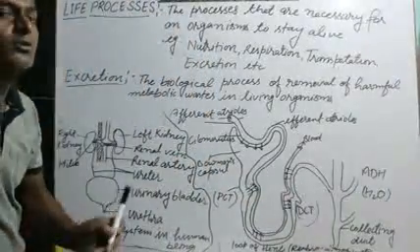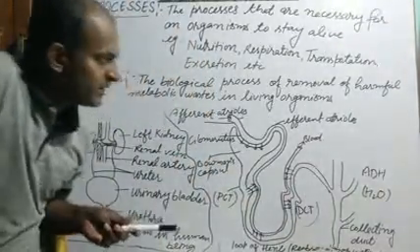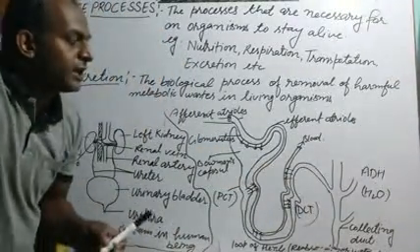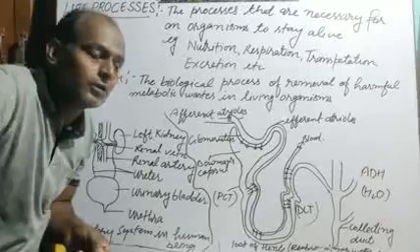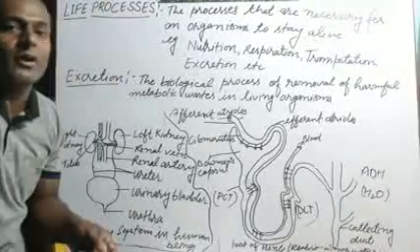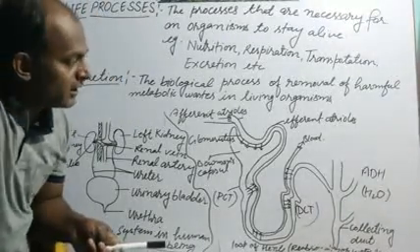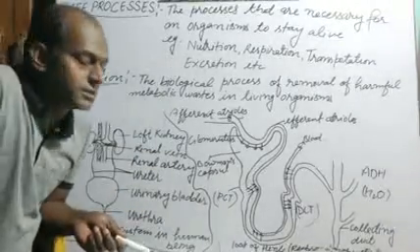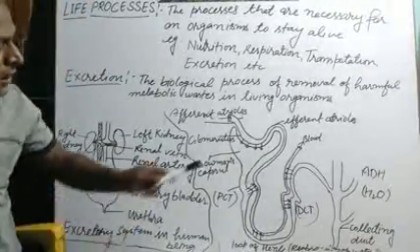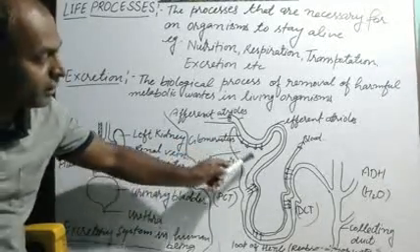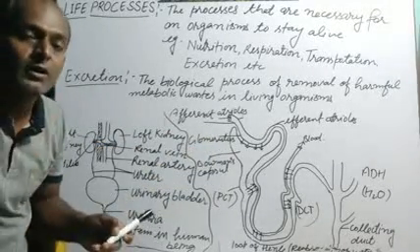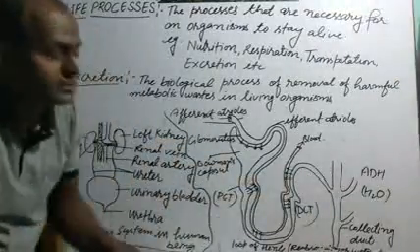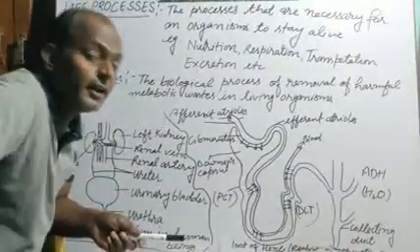Now we have to see one thing, students. I have mentioned here, this is ADH, antidiuretic hormone. It is a special type of hormone that is released from the kidney. Then what is the function of this ADH? What happens when the amount of water in the body is low? At that time this ADH maintains the concentration of water in the body.